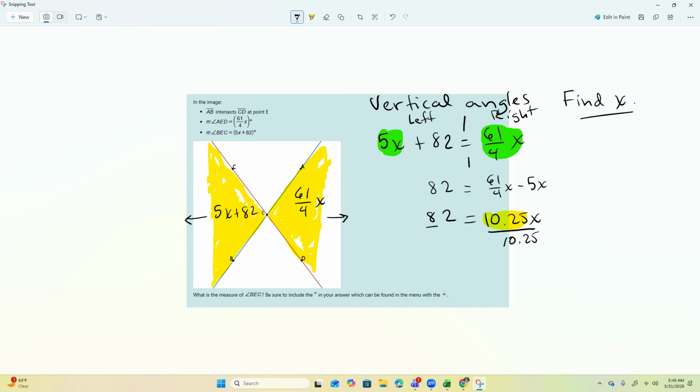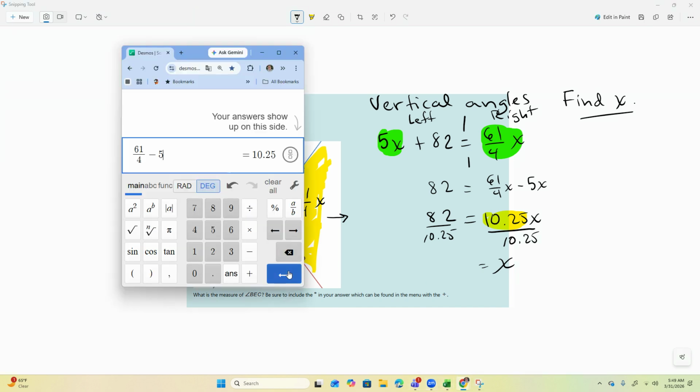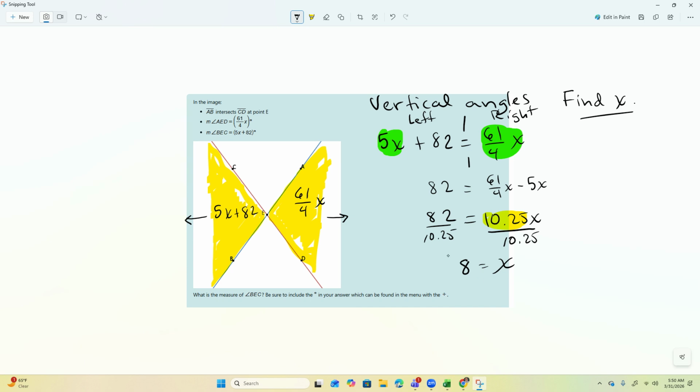Okay, whatever you do on one side, you do it in the other. And so we're going to get x equal, now let's take our calculator again. Let me get my calculator. And I'm going to divide 82 divided by 10.25. And you can see I got 8. So I found my value of x.